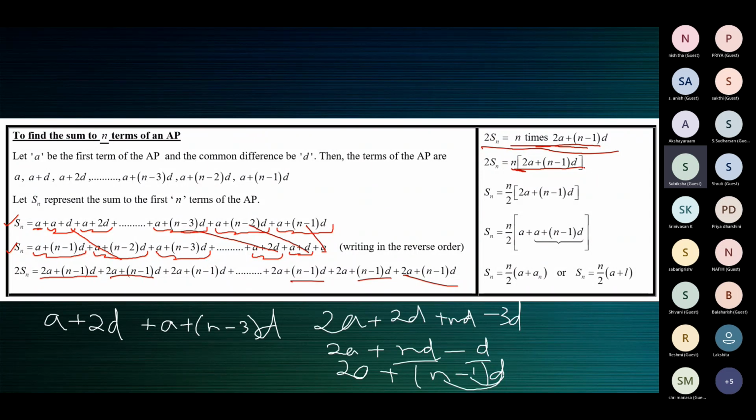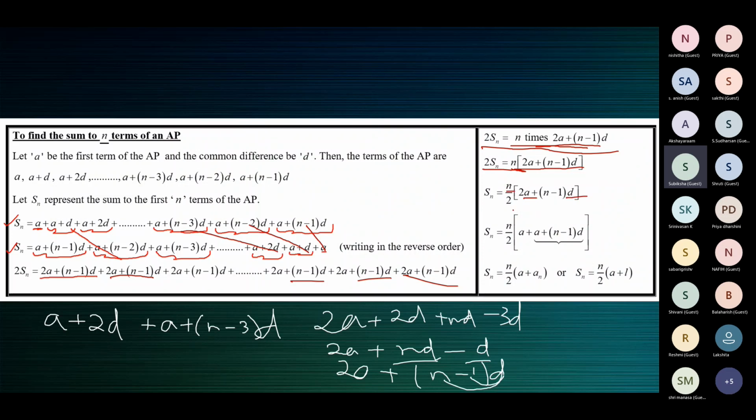N times 2a plus n minus 1 into d, but that is twice Sn. Twice Sn is n into 2a plus n minus 1 into d. So Sn will be, 2 comes for division. Sn is equal to n by 2 of 2a plus n minus 1 into d, where a is the first term of the AP, d is the common difference, and n is the number of terms.